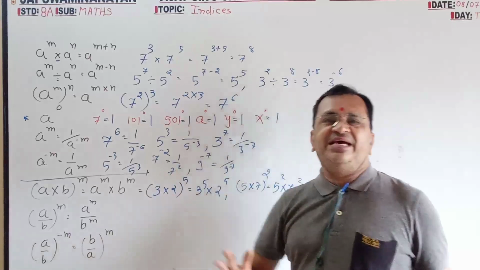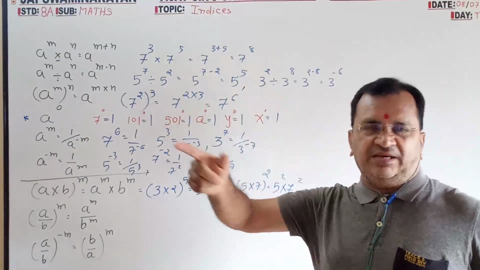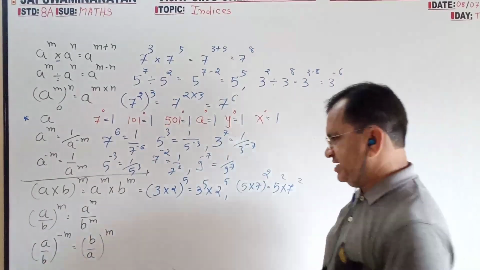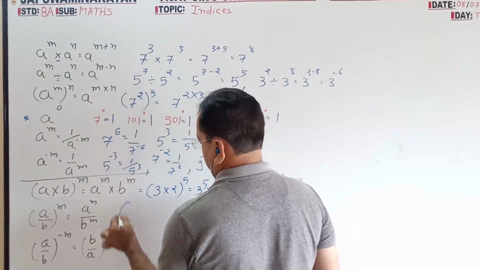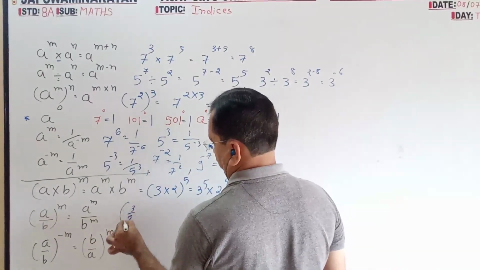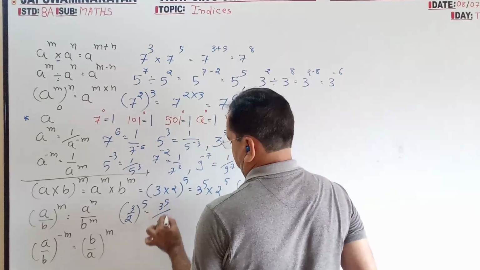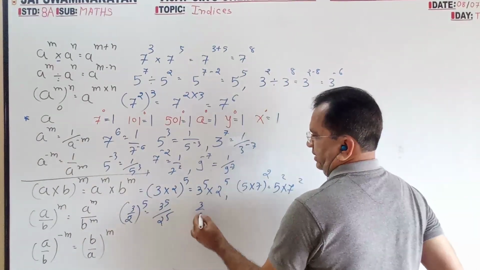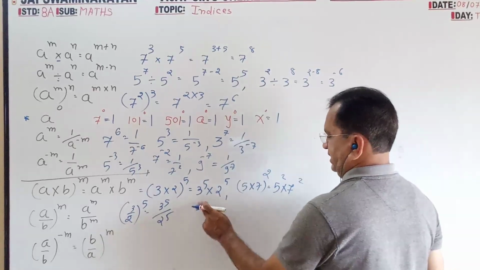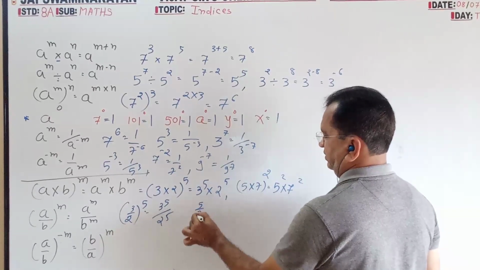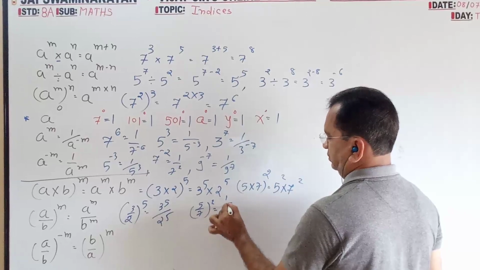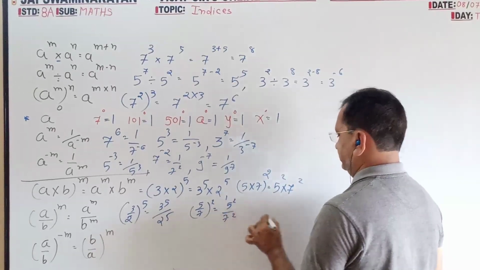With a different base, the power is the same, so that same power goes to the different base. In division also it is the same. Like this: if 3 by 2 is raised to 5, then it is 3 raised to 5 over 2 raised to 5. If 5 by 7 is raised to 2, then it is 5 raised to 2 over 7 raised to 2.